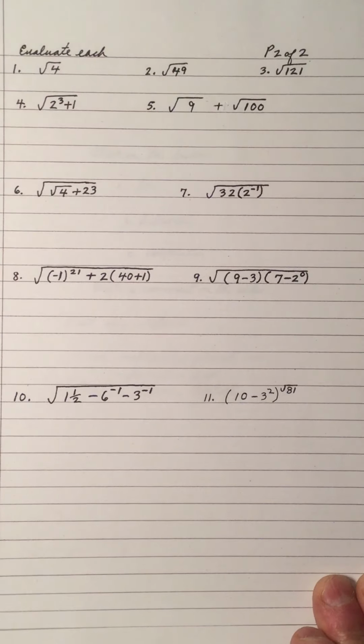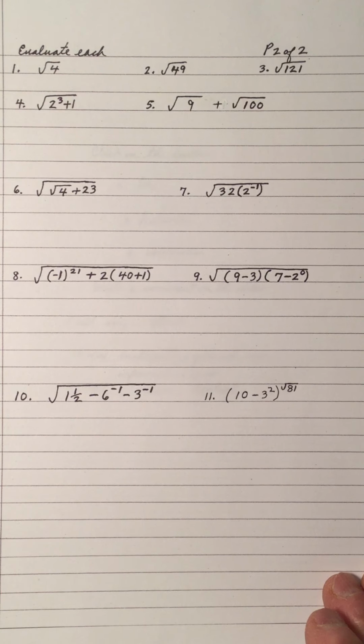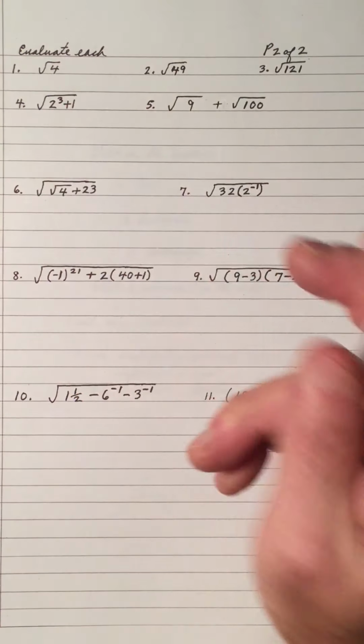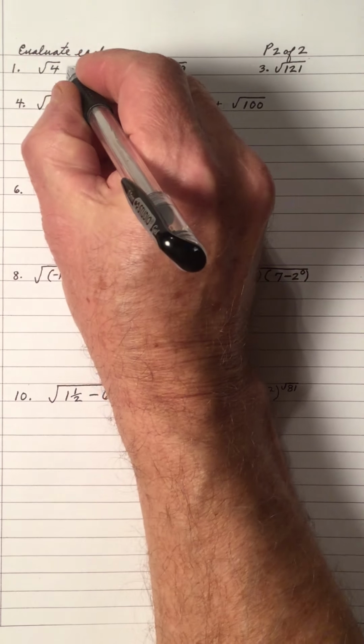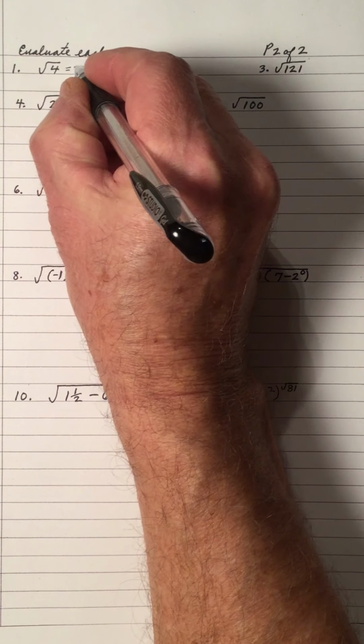Welcome to my video on finding the value of each radical. To find a value means to evaluate. Evaluate each. Number 1, the square root of 4 is 2.